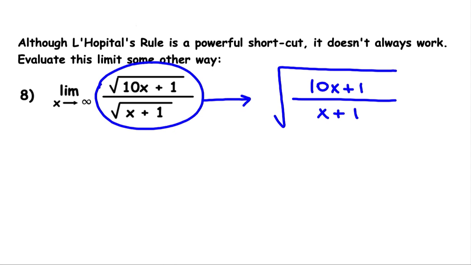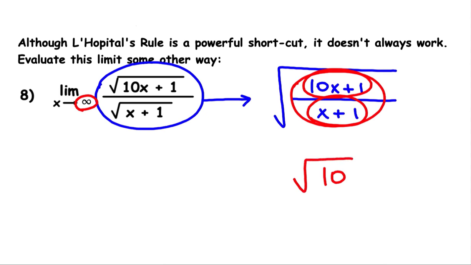Now that we have that, we can perform L'Hopital's rule just on the inside, just on the radicand. If we take the derivative of that part, this will just be 10. This will just be 1, because it is infinity over infinity on the inside. So the inside just becomes a 10. There's still a square root, and that is the answer: square root of 10.